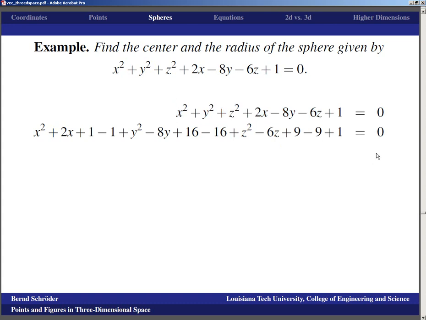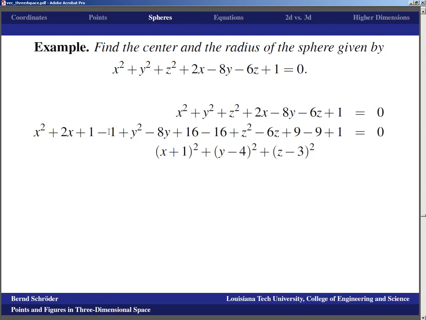The right side is still equal to 0. And now we realize that these three terms are x plus 1 squared. These three terms here are y minus 4 squared, right? And then these three terms here are z minus 3 quantity squared. And then we just add the numbers.